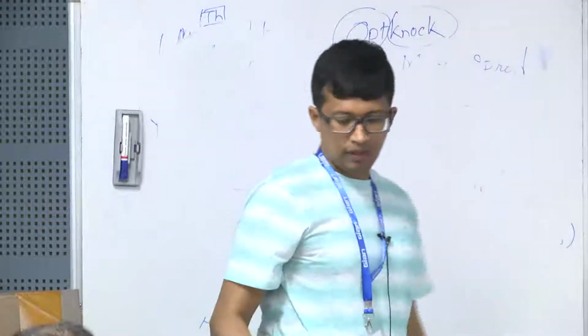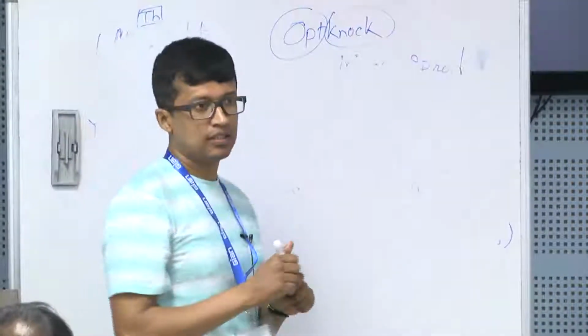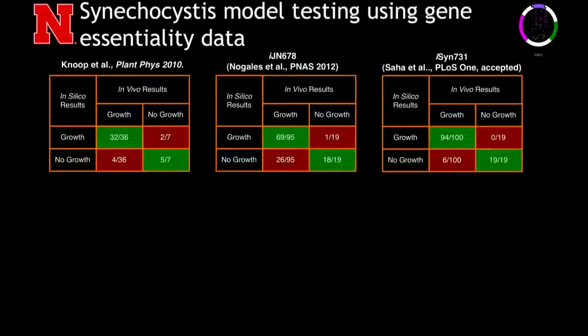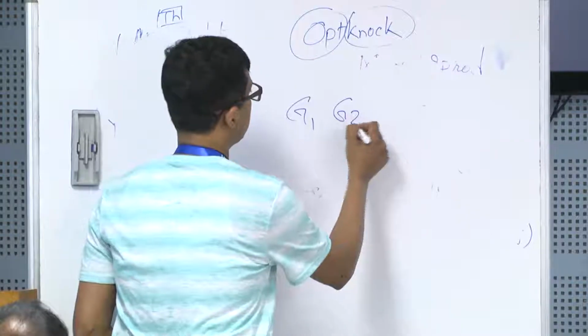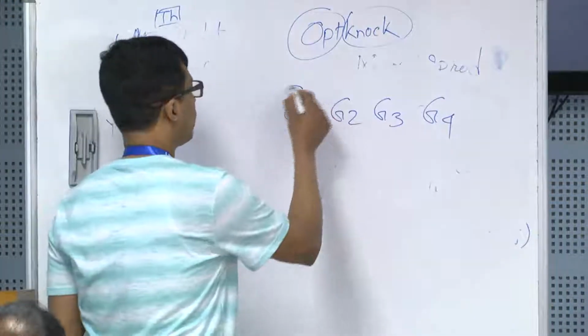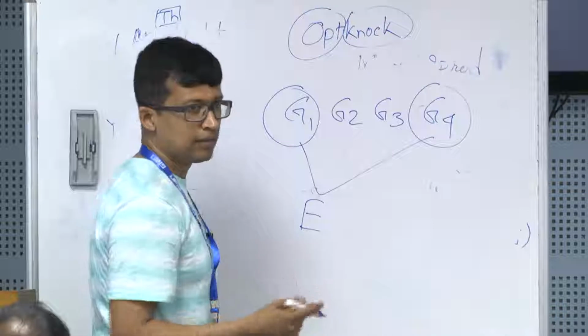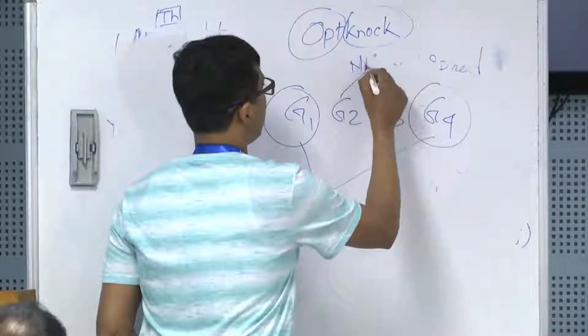So just to give you an idea how I developed this table. If you look at the table, on the left hand side you have in silico results, vertically growth, no growth, horizontally in vivo results, basically the experimental results. So the way we have to interpret is, let us say we know gene G1, G2, G3 and G4. Let us say we have 4 genes. We know that 1 and 4, these two are essential, just hypothetically assume these are non-essential.